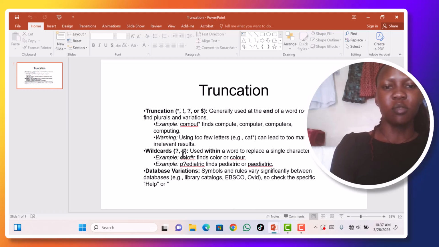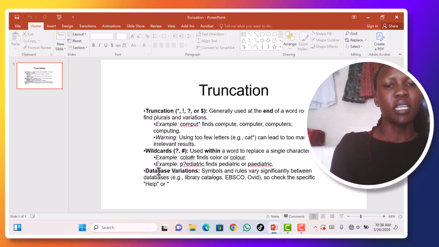Wildcards, exclamation mark, and a hash. For example, color, this color, then they put a hash in it. It can be used within a word to replace a single character. That means only one letter is missing. So let's find the letter that will fit in this hash that can be read. We have found that it's U, so it was U missing. So since we have found the U, we can now read it as what?